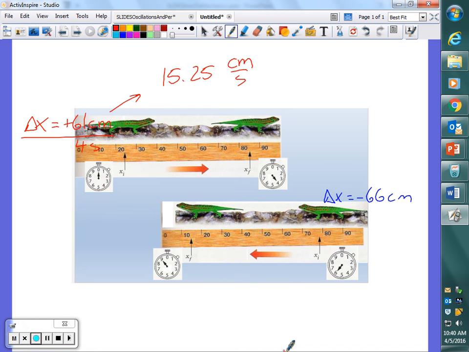All right. Then down here, right? Oh, sorry, one more thing. Even though generally speaking we can assume it's positive if we don't write anything, we should get in the habit of writing the sign. Okay? All right. Down here, negative 66 centimeters. How long, according to these stopwatches, did it take? 3 seconds. So that's negative 22 centimeters per second.